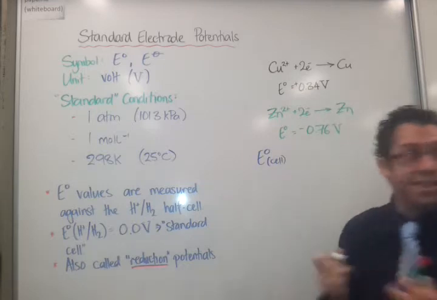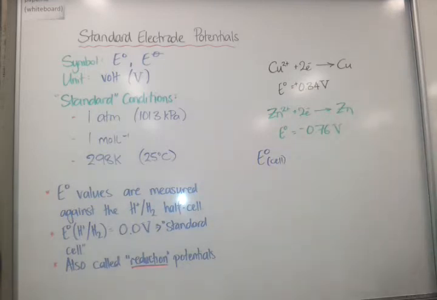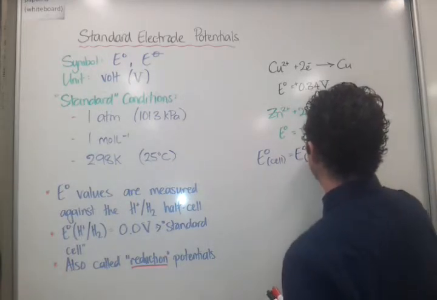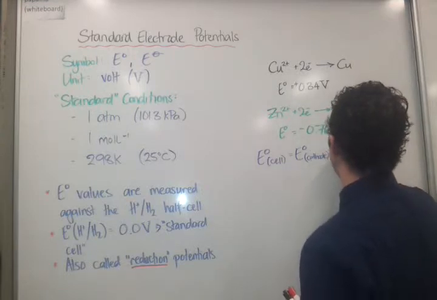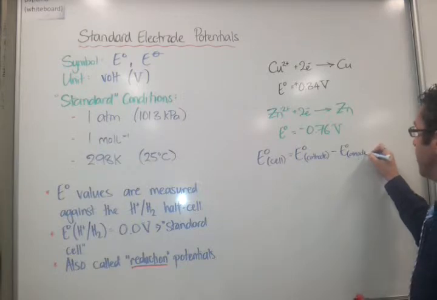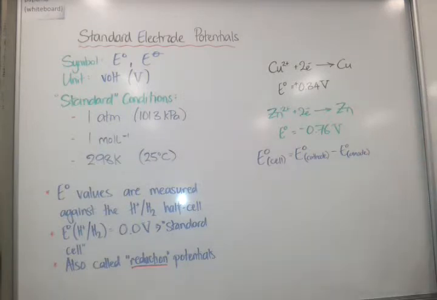So, the little rule that we have here is that the E naught of our cell, so our completed cell, our zinc half cell plus our copper half cell, is equal to the electrode potential of the cathode minus the electrode potential for the anode. We don't change any signs or anything, we just put those values in as they are.